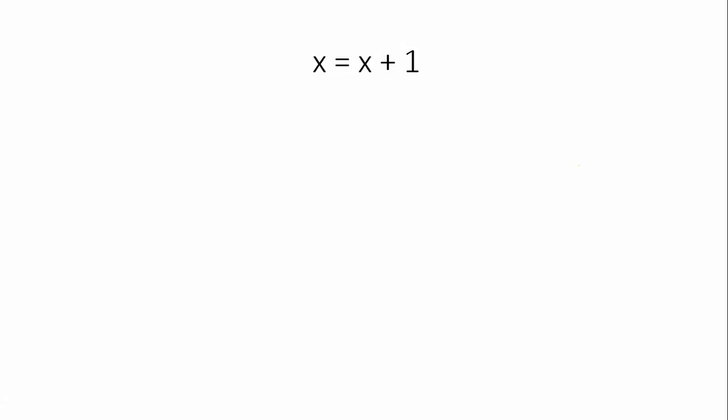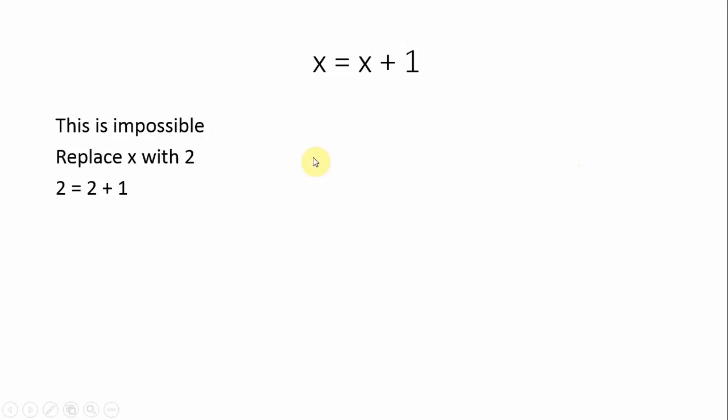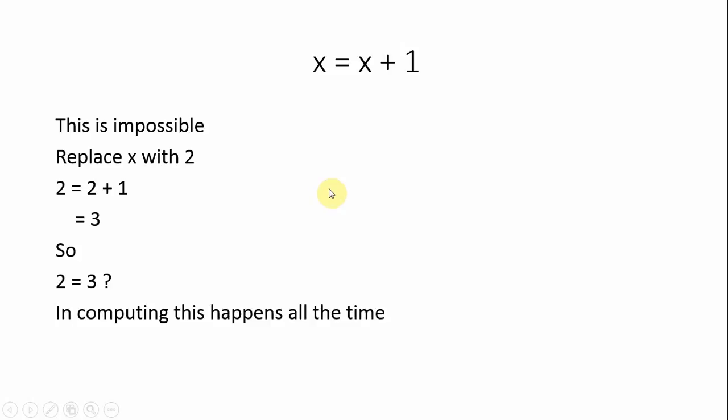Okay, now let's look at some maths. x = x + 1. This is impossible, certainly in mathematics. For example, if I was to replace the x with a 2, and say 2 is equal to 2 plus 1, therefore that equals 3, so 2 equals 3. Well, that's stupid, 2 doesn't equal 3. But in computing, this kind of thing happens all the time.